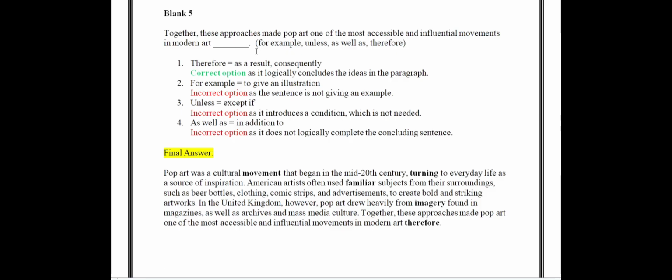Fine. Therefore means as a result or consequently, and is the correct option because it logically concludes the ideas in the paragraph. For example is to give an example, an incorrect option as the sentence is not giving an example. Unless, which means except if, is incorrect as it introduces a condition which is not needed. As well as, meaning in addition to, is again an incorrect option because it does not logically complete the concluding sentence. So this is again the full sample answer.